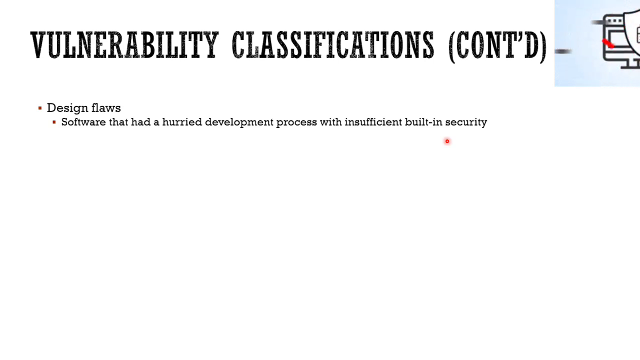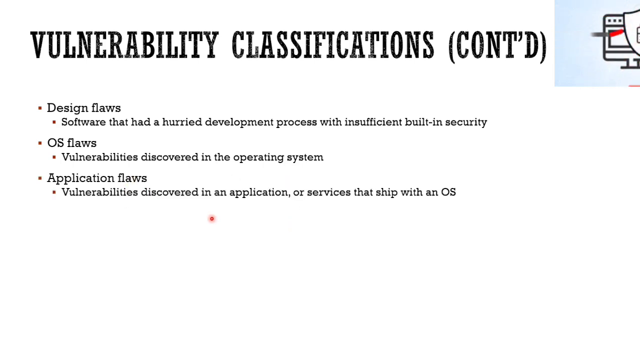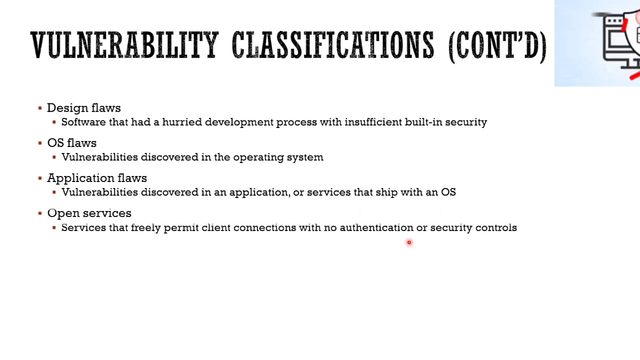Yeah, okay. The operating system could have flaws. We've discovered vulnerabilities in the OS. We've discovered vulnerabilities in applications running on the OS or services that automatically ship with an OS. Or there are services that freely permit client connections with no authentication or security controls. TFTP, FTP allowing anonymous connections, yeah.